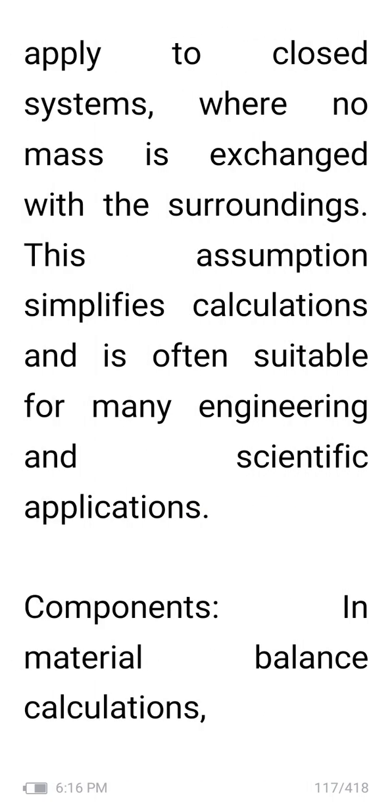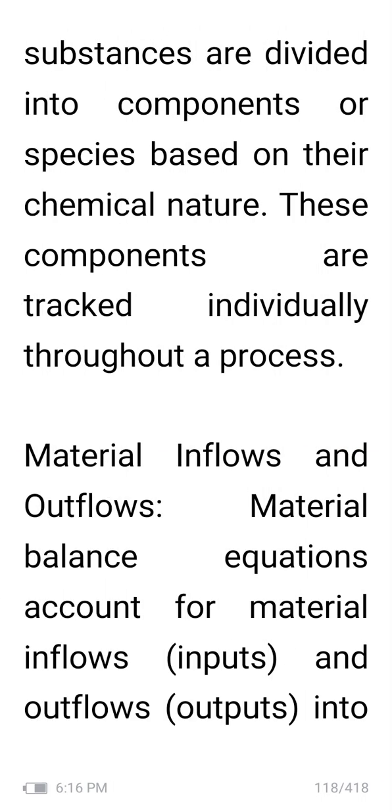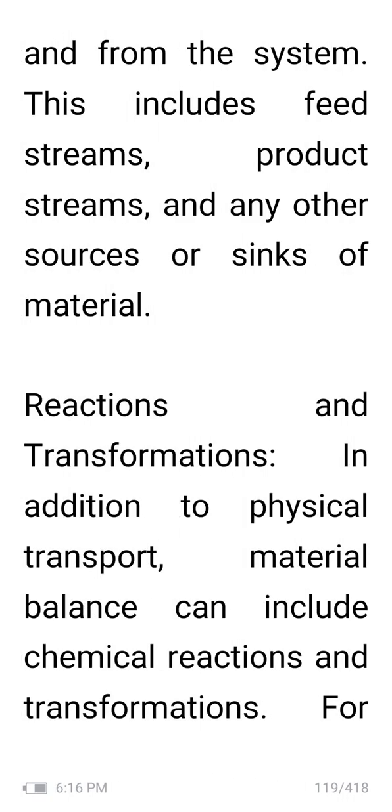Components in material balance calculations. Substances are divided into components or species based on their chemical nature. These components are tracked individually throughout a process. Then material inflow and outflow. Material balance equations account for material inflow, that means inputs, and outflow, outputs, into and from the system. This includes feed streams, product streams, and any other sources or sinks of material.